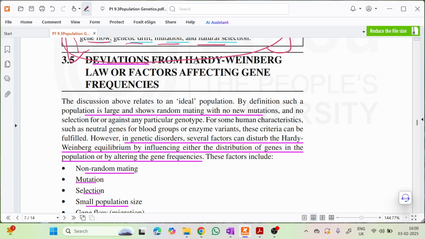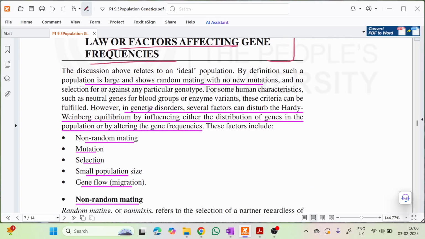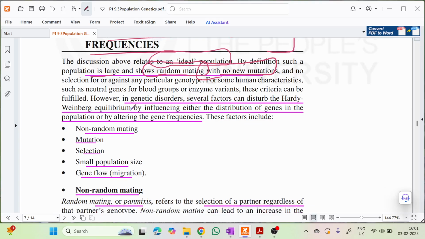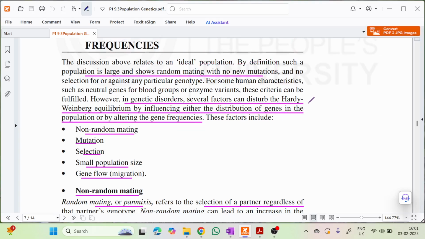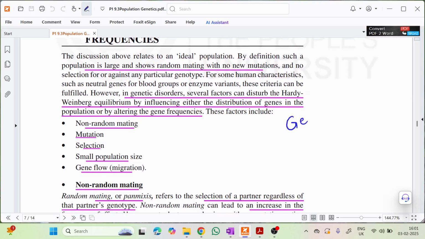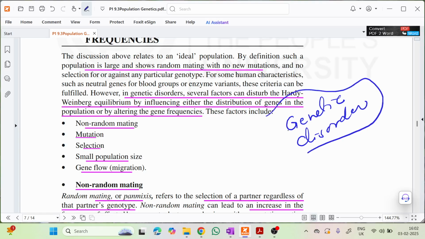Now the next one is deviations from the Hardy-Weinberg law, or the factors affecting gene frequency. The ideal population of the Hardy-Weinberg law is a large one, with a population which mates randomly without any mutations. However, in genetic disorders, several factors can disturb the Hardy-Weinberg equilibrium, by influencing either the distribution of genes in the population or altering the gene frequency. Now let's understand what this means. Let's suppose in a population there are genetic disorders that are spread in various frequencies.